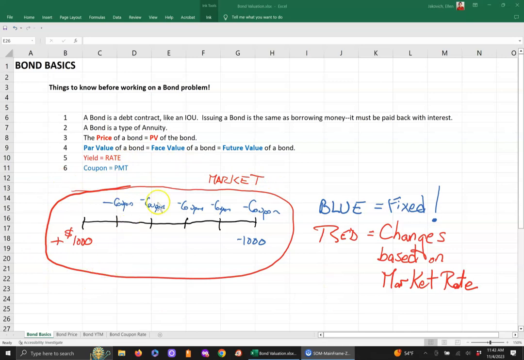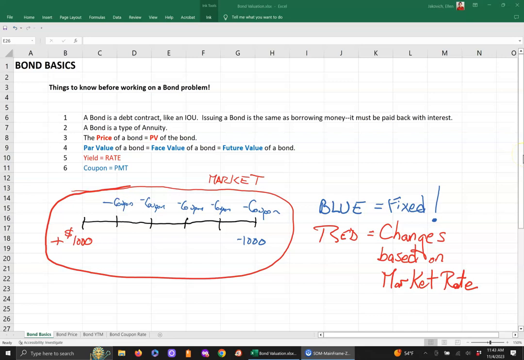If the market rate matches your coupon rate, then what the bond will sell for is the same as face value. These two will be equal. You will get face value when you sell your bond if your coupons are 6% and the market is demanding, we want 6%. If you want my $1,000, you've got to pay me 6%. If they match, good, you're going to get face value. But what happens when they don't match?